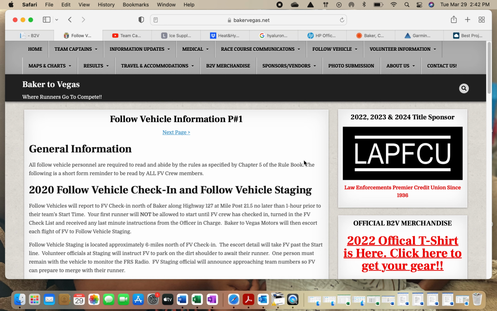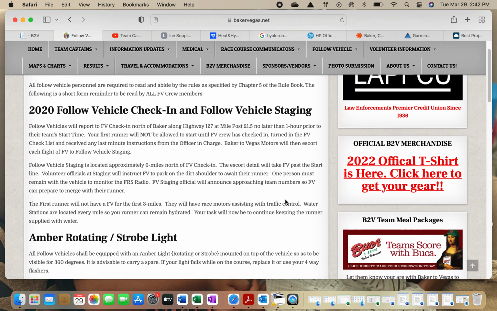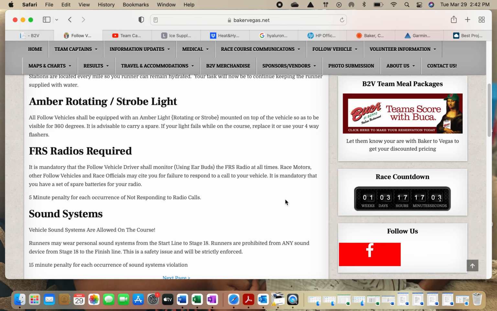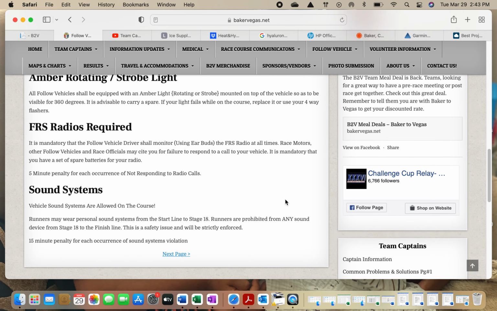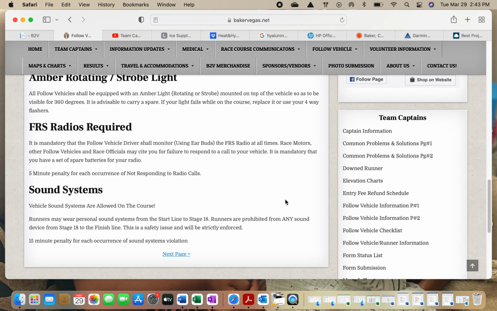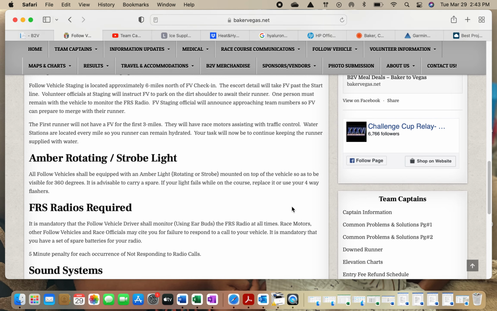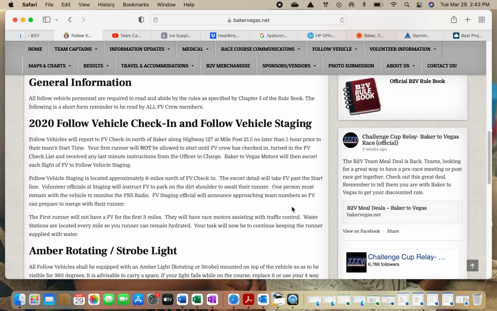First of all, you can find this information on our website at bakervegas.net. If you scroll down, right-hand side, team captains, you'll find all the links for the follow vehicle information. We'll review some of the highlights today, go over some of the general information, and then you can reach out to me with any information or any questions that you may have.